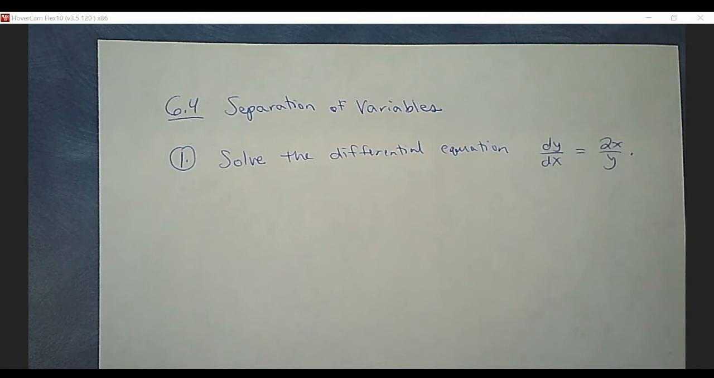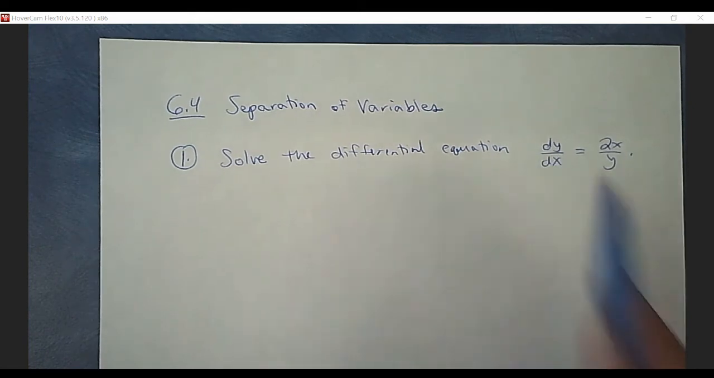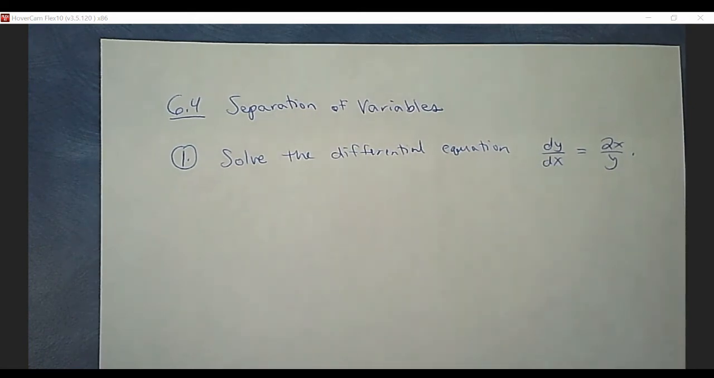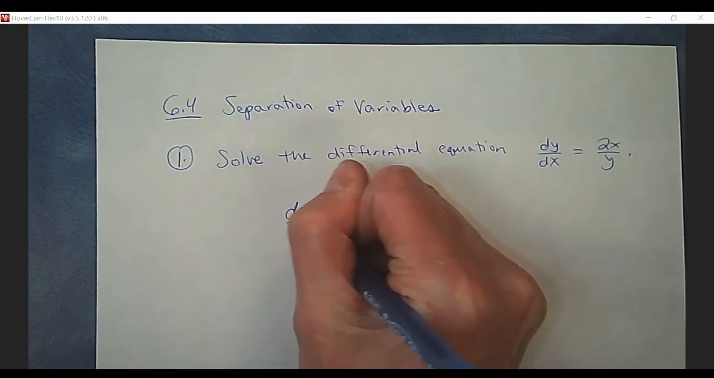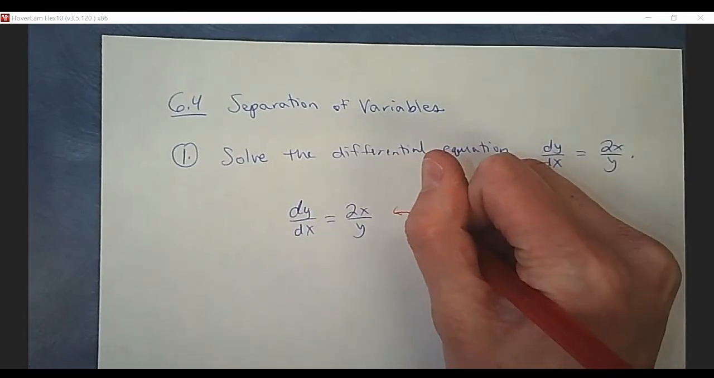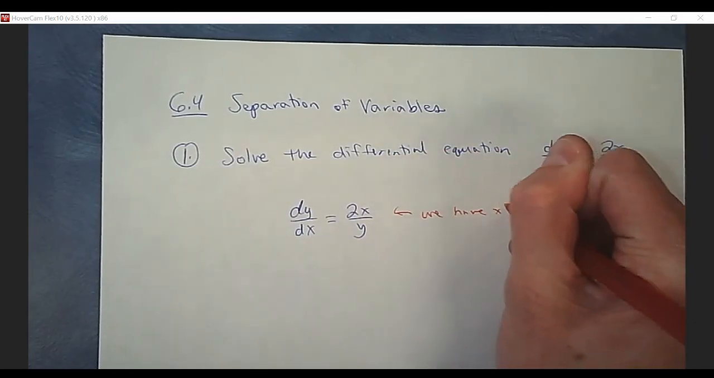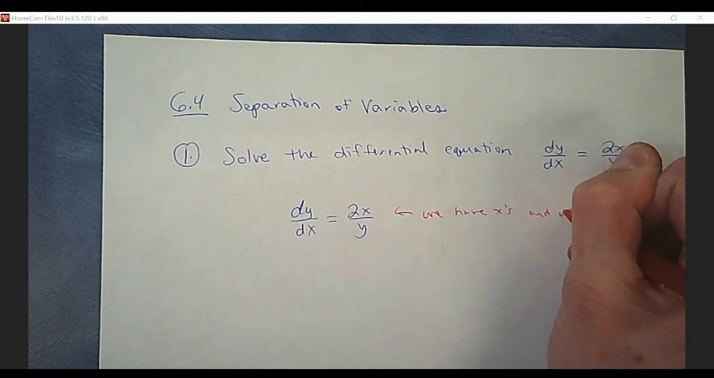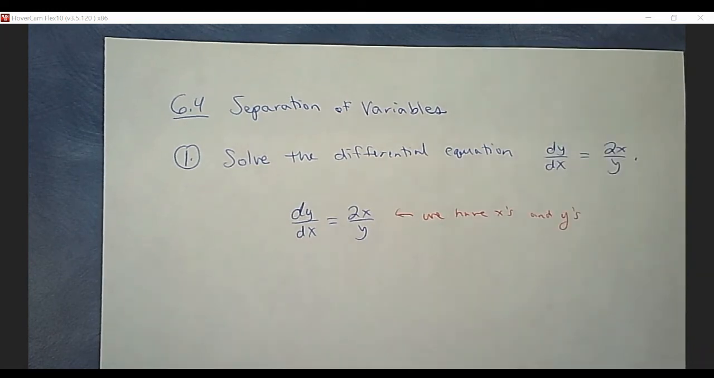So what we want to do here is find the antiderivative, essentially. But what's different about this one is that we have x's and y's in the derivative. So when we have x's and y's, it's not so straightforward. We can't just find the antiderivative. We can't just use substitution.